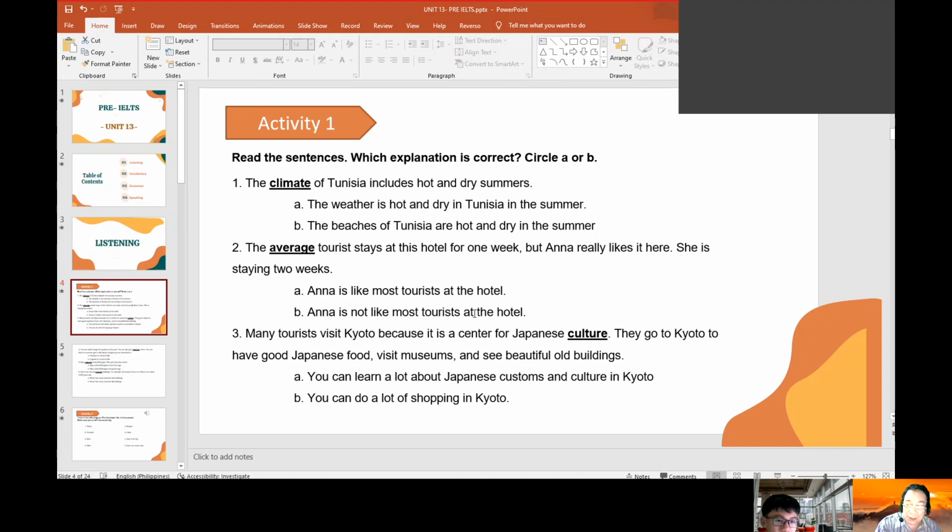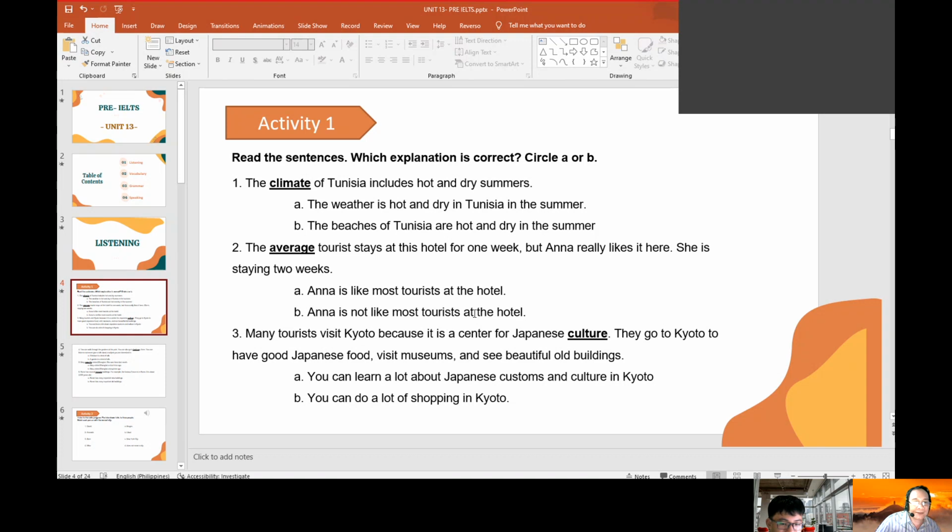Or we can also use, Koi, she got an average score in math, right? We can also use that. She got an average score in math, meaning she was able to pass, but not too high, but not too low. It's just only the average, right? Okay. What about you?